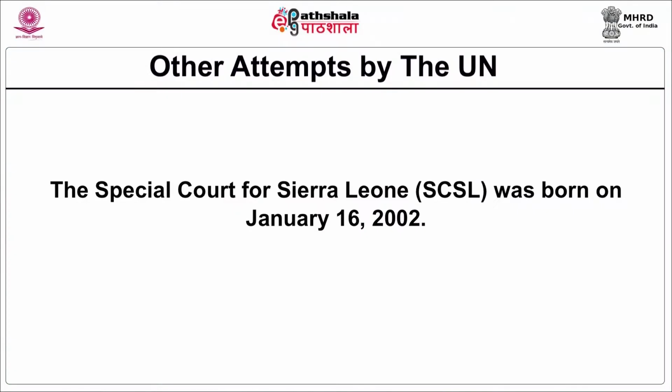Instead, it requested the Secretary General to proceed with the negotiation of an agreement with the government of Sierra Leone. The negotiation fructified in an independent special court. This was strangely a product of a bilateral treaty. The Special Court for Sierra Leone was born on January 16, 2002.